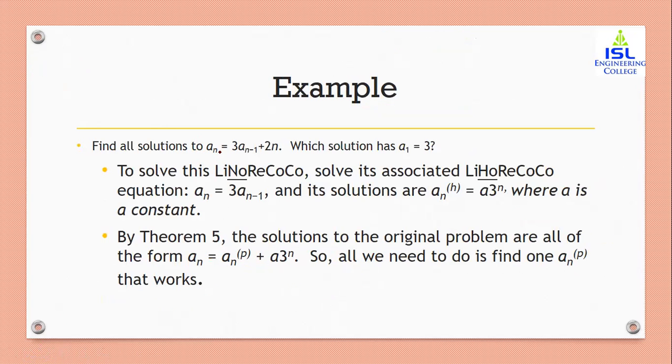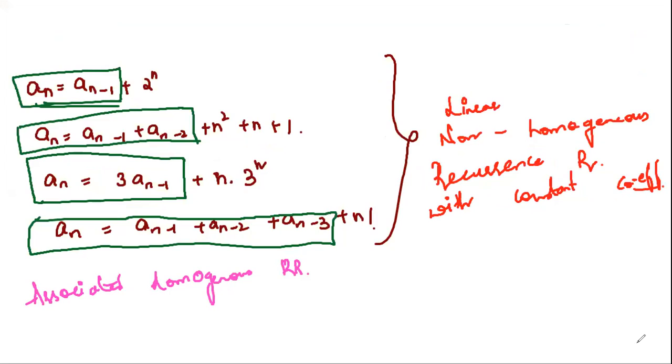So instead of doing it over here, I'll try to do it on a whiteboard. Find all the solutions to a_n equals 3a_(n-1) plus 2n, and what is the solution with a1? So this is our initial condition. If you remember the concept of initial condition, a1 is given as 3. So for this, let's do it over here. The question is a_n equals 3a_(n-1) plus 2n.